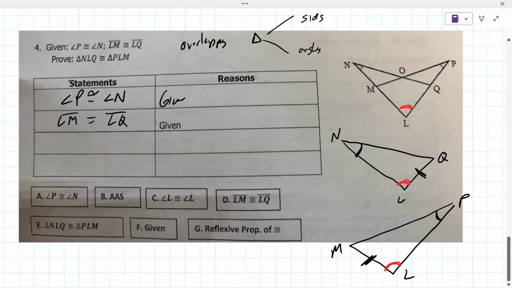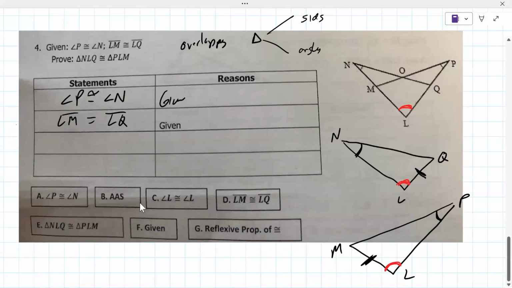Now, this is the hard part. You have to give the two angles. You can't just say angle L equals angle L or congruent. You have to actually use the letters, but you have to create the path. Is it N to L to Q? Is it Q to L to N? And then you have to do the right one here.